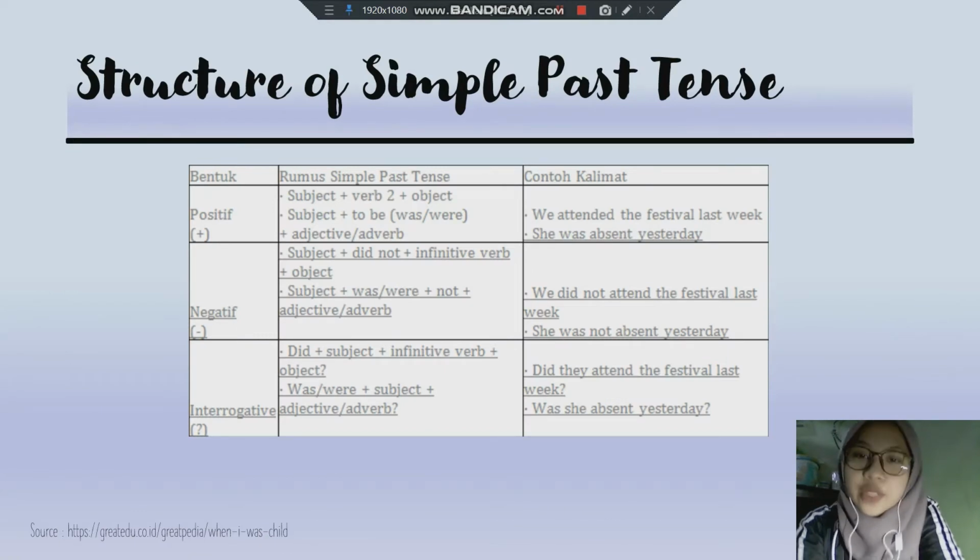The structure of simple past tense. For the positive, we can use subject plus verb 2 plus object. For example, we attended the festival last week.